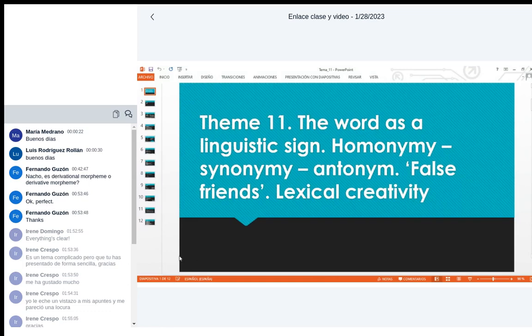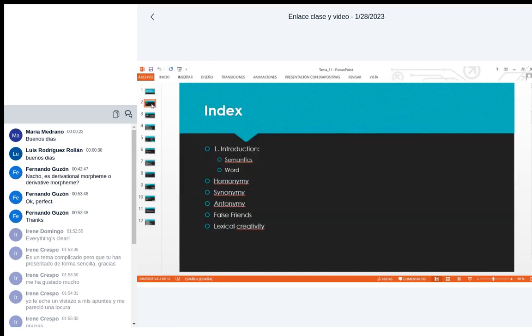Right. Theme 11. The word as a linguistic sign, homonymy, synonymy, antonymy, false friends, and lexical creativity. So, what are we going to be looking at in this theme? First of all, it is necessary to have a look at semantics. What is semantics? What is the current relationship that semantics has with linguistics? We could also include here what we've seen in theme 10 about lexicography and lexicon. That is allowed to be included in this theme.